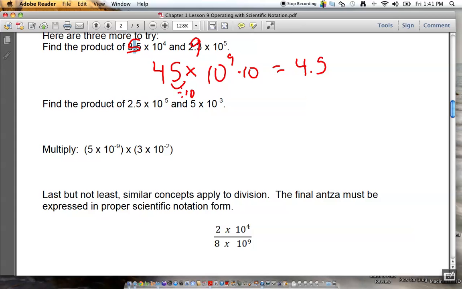Ready? I moved it one place, so 4.5 times 10 to the 10th power, because there's a 9 and a 1.